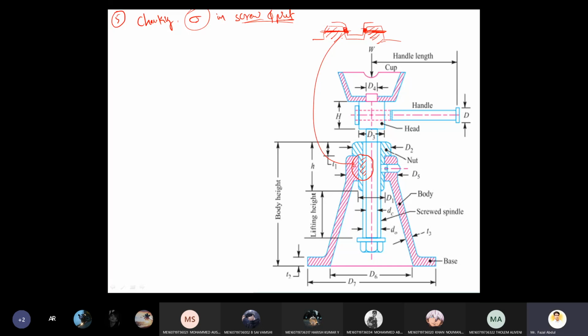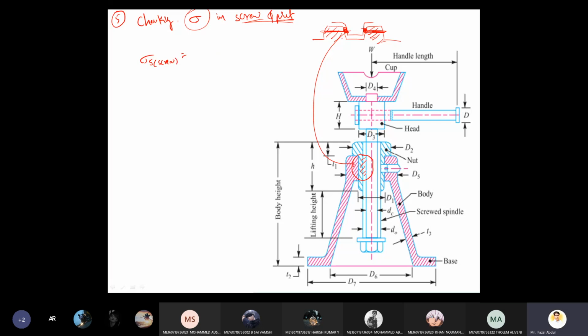When the bolt and nut make contact between thread and thread, because of metal to metal contact, there will be a shear stress. So shear stress is involved here. That's the reason I'm writing sigma s per screw.